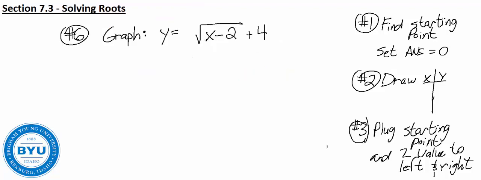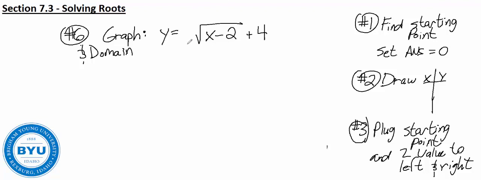Here it is. Graph y equals the square root of x minus 2, plus 4. Go ahead and pause the video. Follow these steps here. You should also find the domain at the end. Graph and find domain. Unpause the video when you're ready to go.